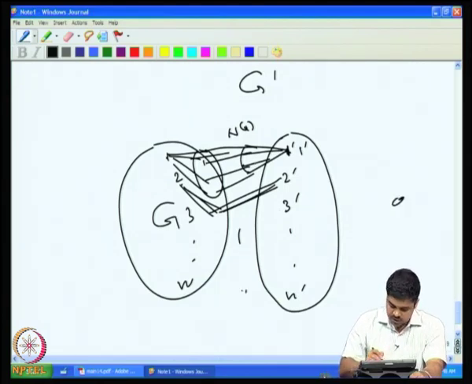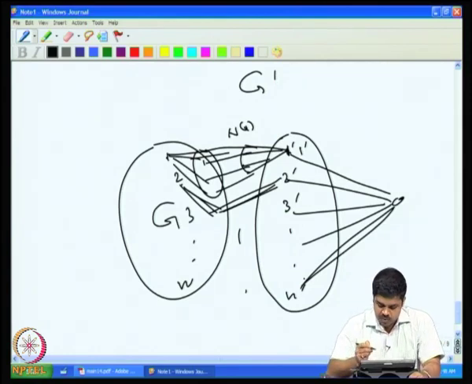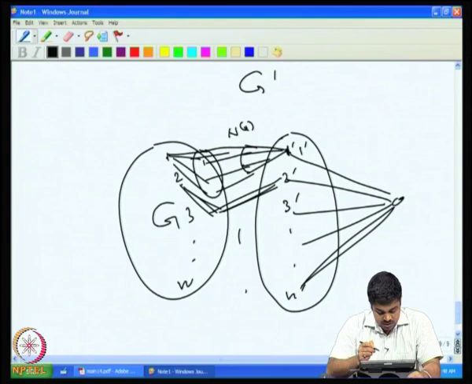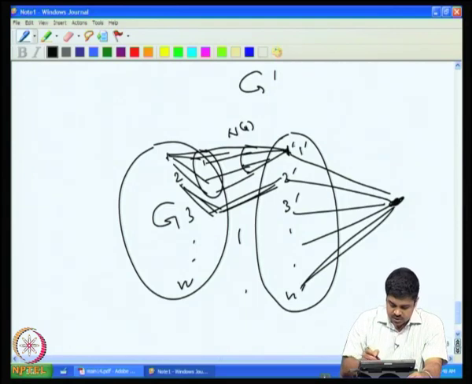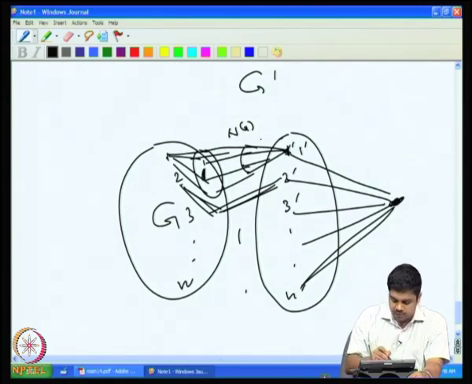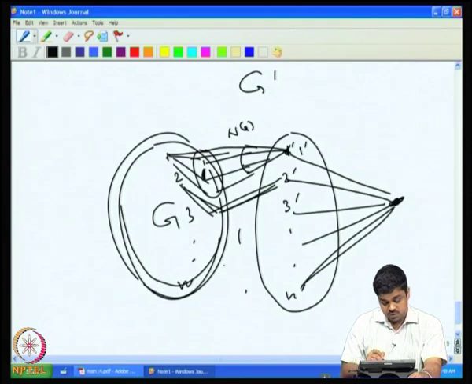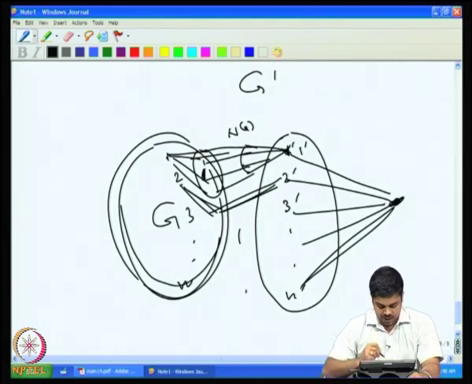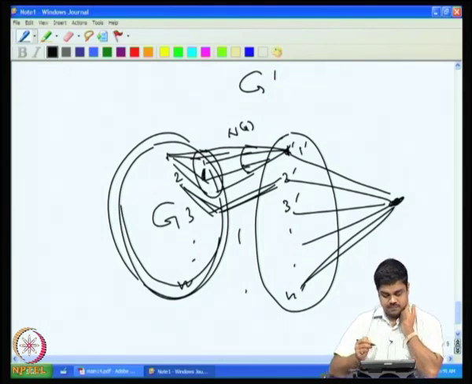After these connections, we introduce a new vertex and connect it to all the dash vertices. Clearly this graph is not going to have any triangle. First of all, there is no triangle involving the new vertex because the dash set is an independent set. And if there is a triangle which involves say 1 dash, then instead of 1 dash, if you use 1, there should be a triangle in G itself, which will be a contradiction to the fact that G was originally a triangle free graph. So whatever triangle we get in G dash involving some 1 dash, there should be a triangle in G involving 1. Therefore it will be a contradiction. This is the reason why it is triangle free.